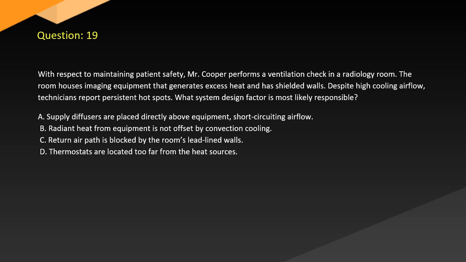A. Supply diffusers are placed directly above equipment, short-circuiting airflow. B. Radiant heat from equipment is not offset by convection cooling. C. Return air path is blocked by the room's lead-lined walls. D. Thermostats are located too far from the heat sources.